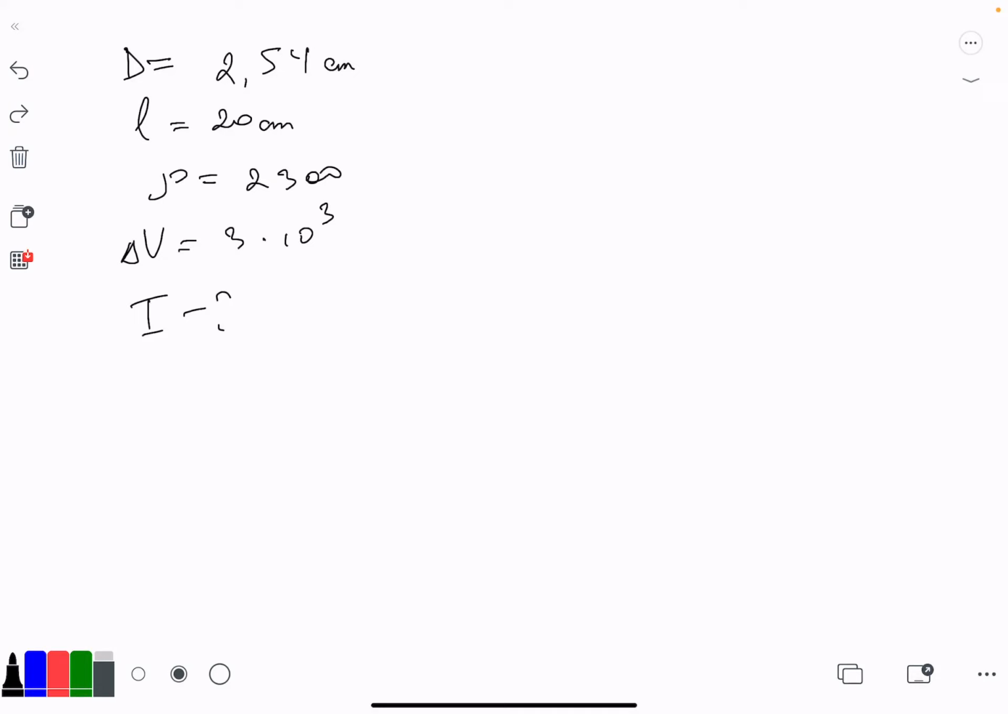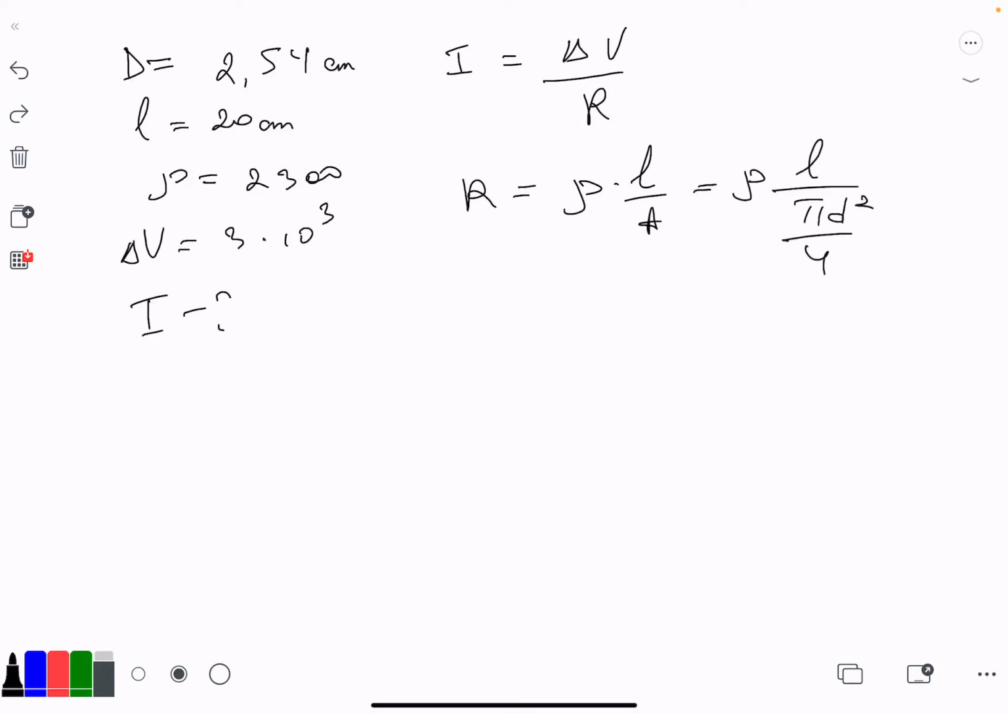So the current is equal to delta V over R, correct? Delta V is given, and the resistance is equal to resistivity times L divided by area. Now, since the diameter is given, the area will be pi d squared over 4, correct? The area of the cross section of the wire. So that's it then. You just have to put everything there, delta V over rho L.